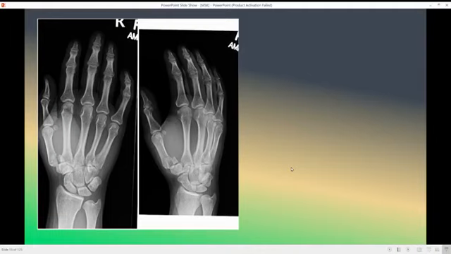Okay, very good, Dr. Malham. Very good, Dr. Hassan. Very good, Dr. Abu Shawish. This patient has a Bennett fracture, as we see here. This is a Bennett fracture, an intra-articular fracture involving the base of the first metacarpal bone. We move to the next case.